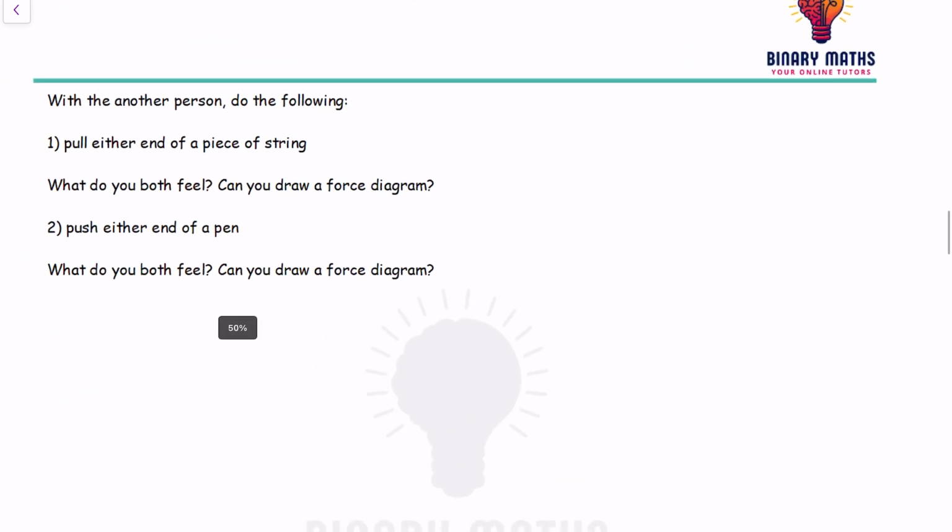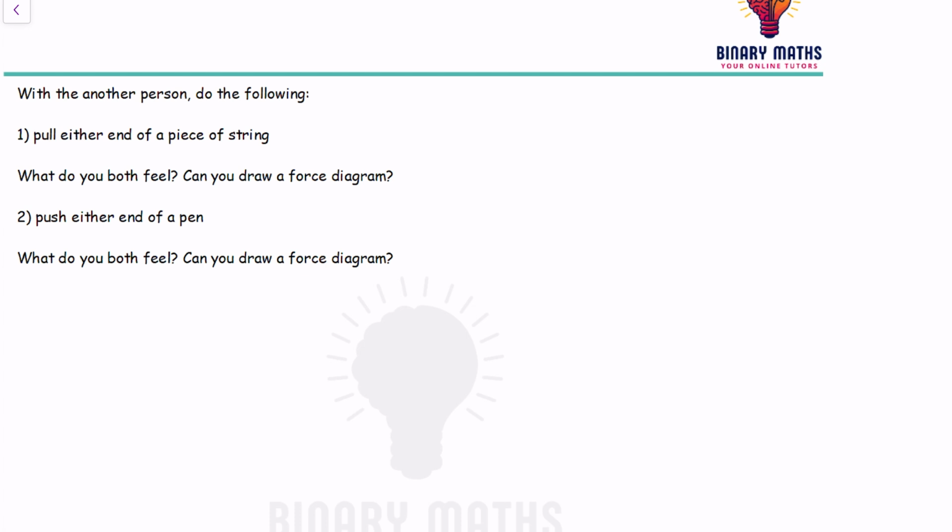Okay. With another person, do the following. Pull either end of a string. What do you both feel? Can you draw a force diagram?